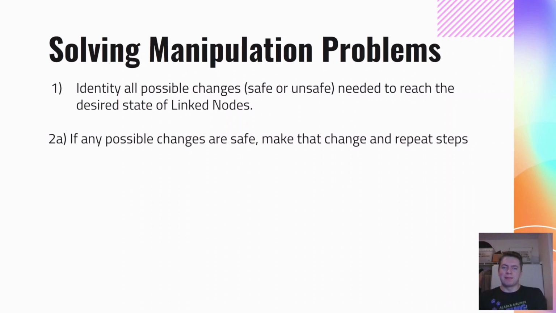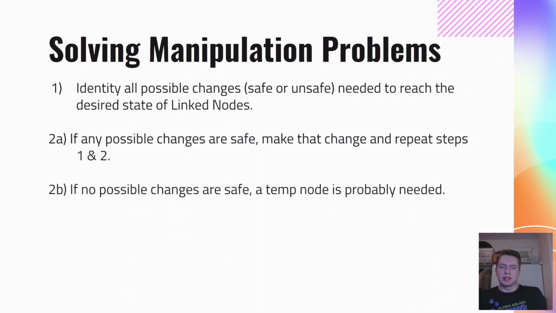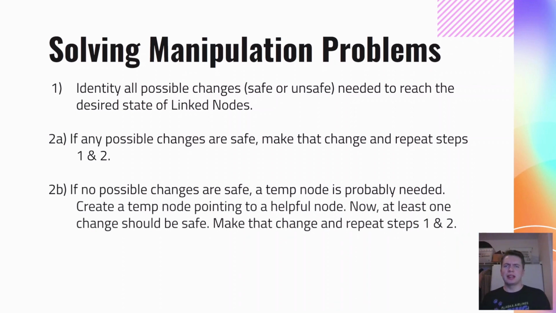Great. If we make safe changes that progress us to our goals one by one, we will reach the desired state in no time. Otherwise, if no possible changes are safe, we will probably need a temp node. So we can create a temp node pointing to a helpful node. And now at least one of those changes should be safe. I don't see a situation in which you create a temp node and then decide to point it to a linked list. So there should be one change that's safe. And now we can make a change that gets us one step closer to our desired goal, and then just repeat this process, making one safe step at a time.